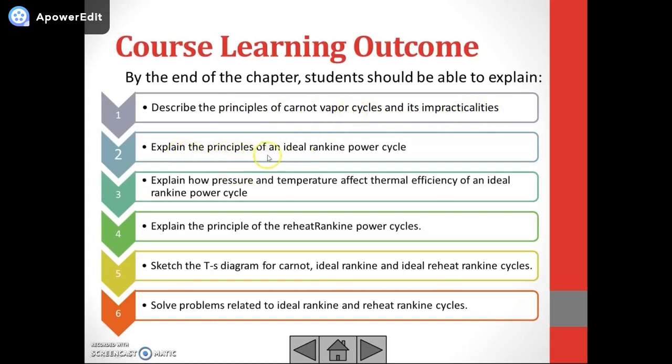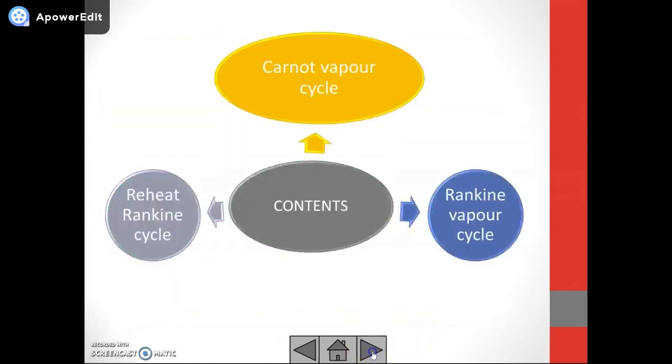So you need to remember what we have discussed in Carnot vapor cycles. Explain the principles of an ideal Rankine power cycle. Explain how pressure and temperature affect thermal efficiency of an ideal Rankine power cycle. Explain the principle of the reheat Rankine power cycles. Sketch the TS diagram for Carnot, ideal Rankine and ideal reheat Rankine cycles, and solve problems related to ideal Rankine and reheat Rankine cycles. Okay, so the contents that we will cover are the Carnot vapor cycle, the Rankine vapor cycle, and then the reheat Rankine cycle.